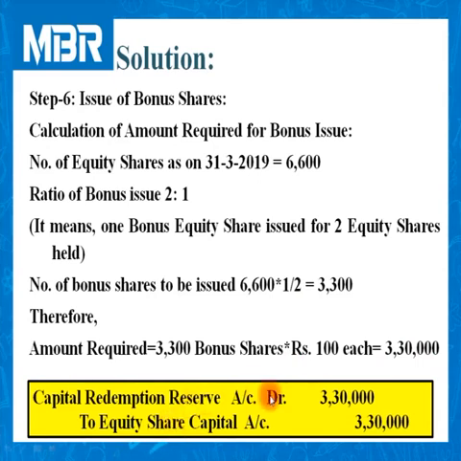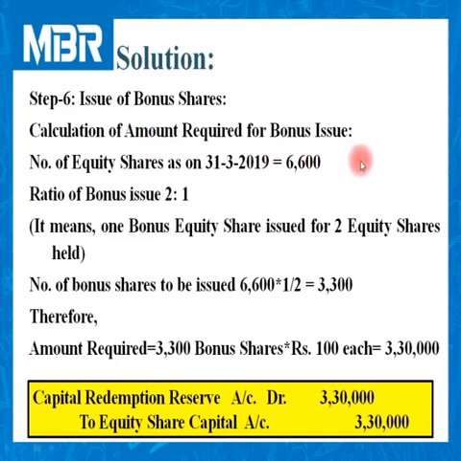Let us pass journal entry for this transaction. Capital redemption reserve account debited 3,30,000 to equity share capital account 3,30,000. We have enough amount in our capital redemption reserve account. So first of all, we will utilize amount of CRR. CRR account debited to equity share capital account credited. With this, our entire process comes to an end.